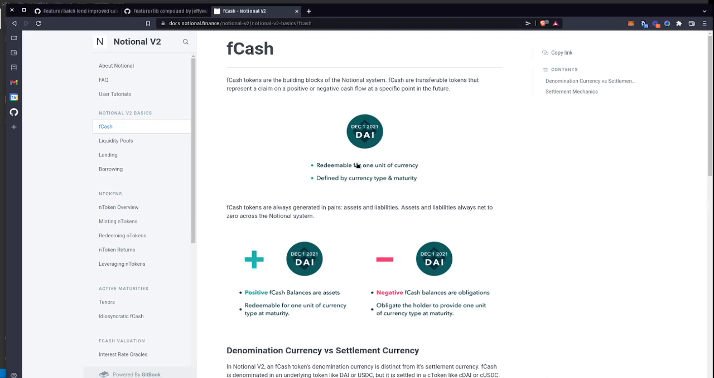So we have documentation here at docs.notional.finance/notionalv2. And fCash is the building block of the Notional system. Notional is a fixed rate lending and borrowing platform. And when you lend and borrow at a fixed rate, the token we issue you is called fCash. So for example, fDAI that matures on December 1st, 2021 is redeemable for one DAI at maturity.